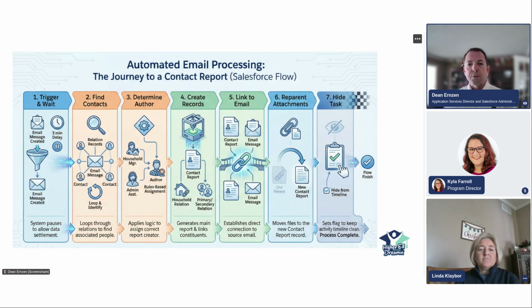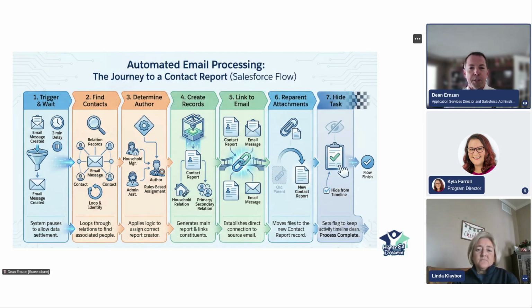The email message relation records, we grab those and loop over them to find those contact IDs that are associated with the email message. We determine the author, and we'll go through why this was a little more complicated than you think it would be, but it involves evaluating a number of things about who actually created the email message and their relationship to other people in the organization.